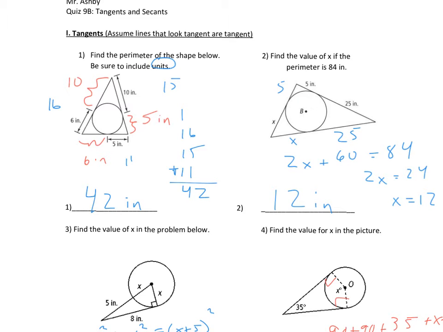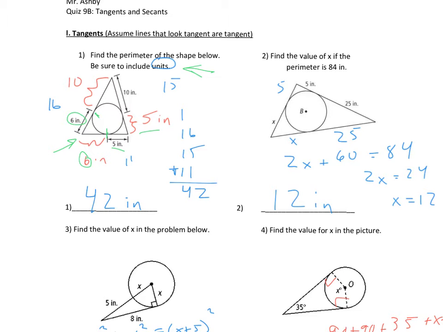So tangents, we know any point on a tangent is equidistant to where it intersects a circle. So in other words, if that was 6, this is 6. If the top one was 10, the one on the top left is 10. The one on the bottom right here is 5, then that would mean that is 5. Simply add up the length of each side to get the perimeter, and that was 42 inches. You did have to include units. That was part of the directions there. Make sure you include units.